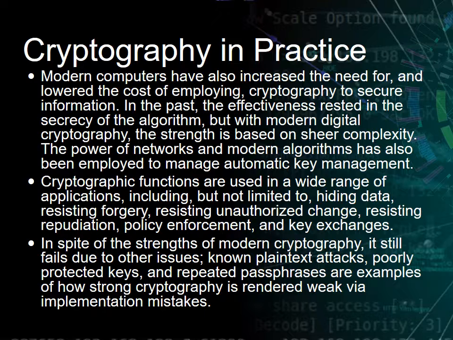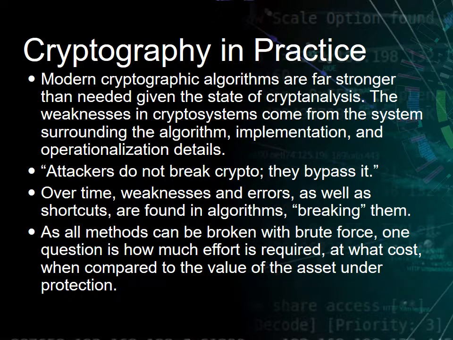In spite of the strength of modern cryptography, it still fails due to other issues. Known plain text attacks, poorly protected keys, and repeated passphrases are examples of how strong cryptography is rendered weak via implementation mistakes. Modern cryptographic algorithms are far stronger than needed given the state of cryptanalysis. The weaknesses in crypto systems come from the systems surrounding the algorithm because of implementation and operationalization details. Attackers do not break crypto, they bypass it. Over time, weaknesses and errors as well as shortcuts are found in the algorithms, quote-unquote, breaking them.